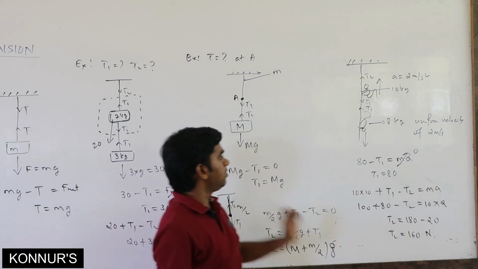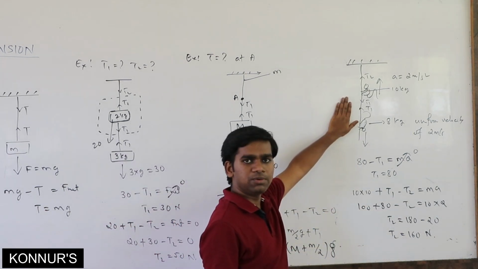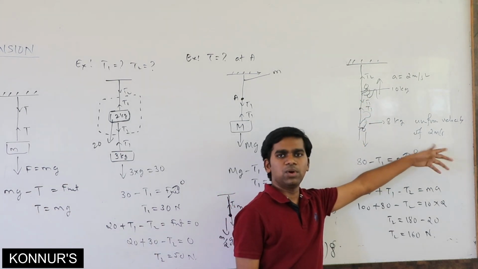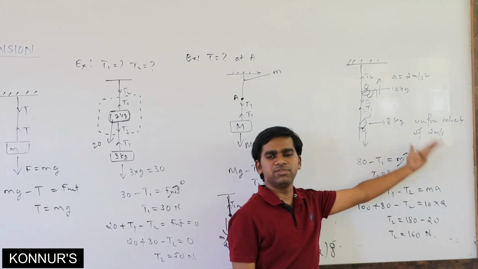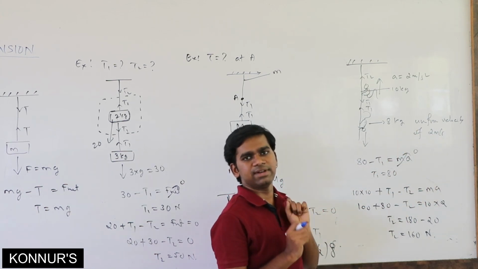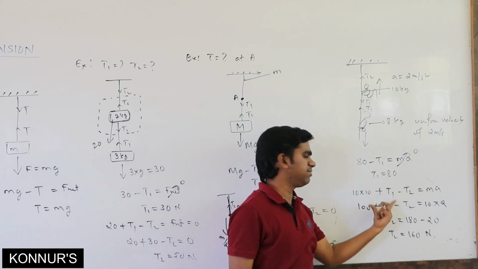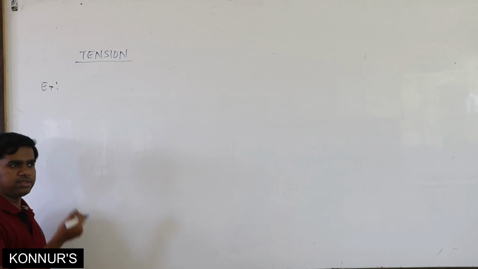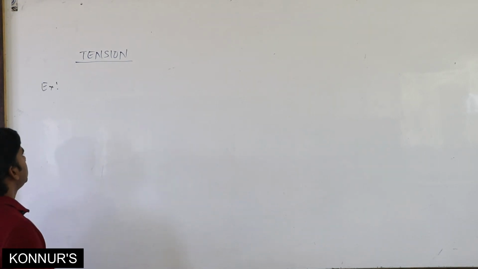Whenever we solve these kinds of problems, we have to be very careful whether they are saying uniform velocity or variable velocity, or uniform acceleration or variable acceleration. We have to look at F net. If we write F net right, our answer will be right. So we will go with one more example of finding the tension.